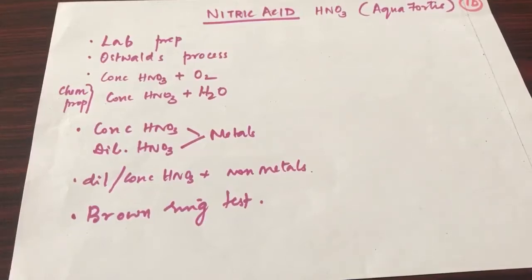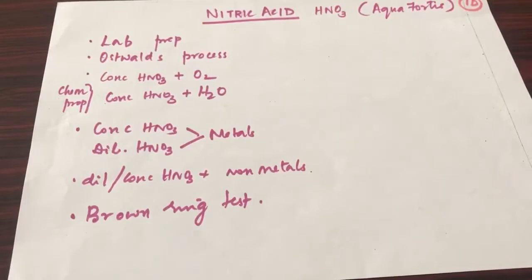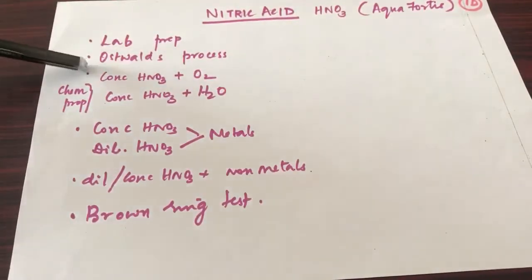Okay, welcome back. Today we will study nitric acid. Last time we saw the oxides of nitrogen. Now we will see nitric acid. It's also called aqua fortis. We will be studying the lab preparation, the Ostwald process, and then its reactions.